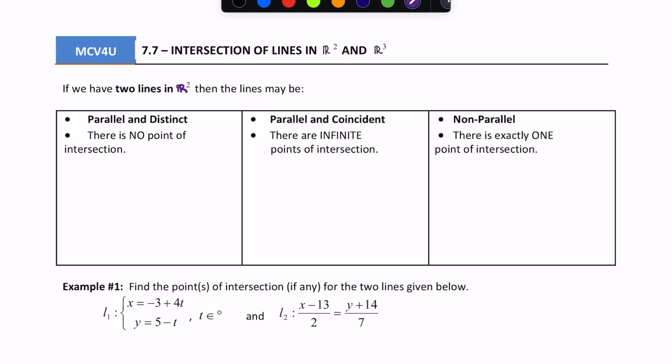again, 2 space, then the lines may be parallel and distinct, which means that there is no point of intersection. Parallel and coincident, which means that there is an infinite number of points of intersection, or non-parallel, which means that there would be exactly one point of intersection.